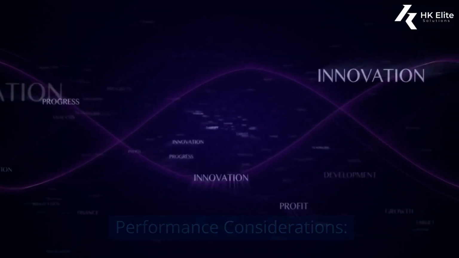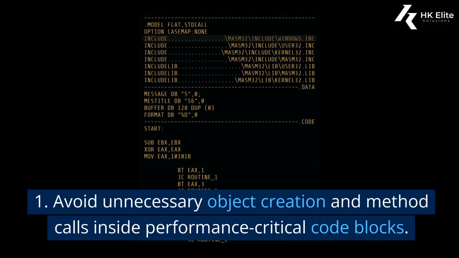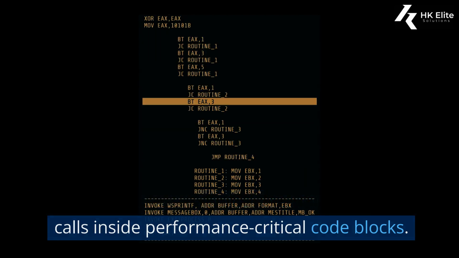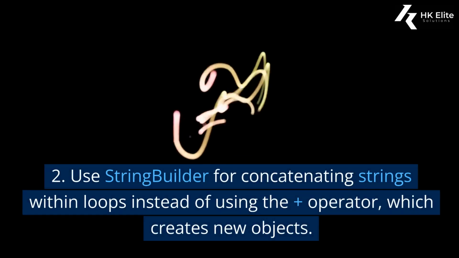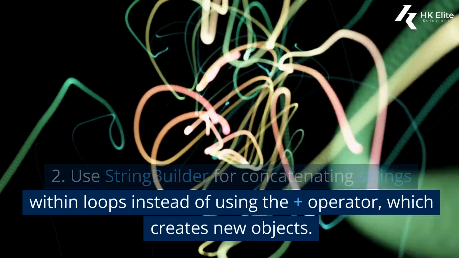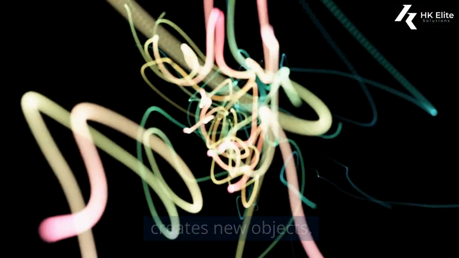Performance considerations. 1. Avoid unnecessary object creation and method calls inside performance-critical code blocks. 2. Use StringBuilder for concatenating strings within loops instead of using the plus operator, which creates new objects.